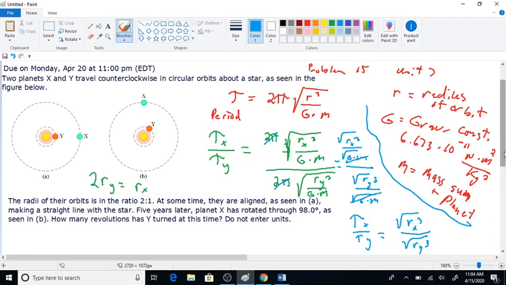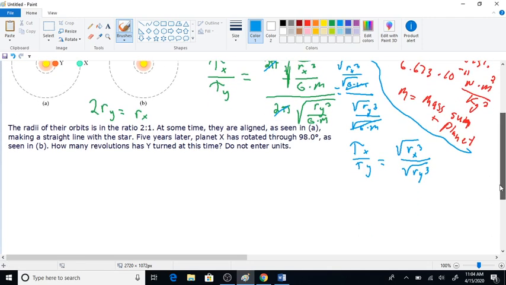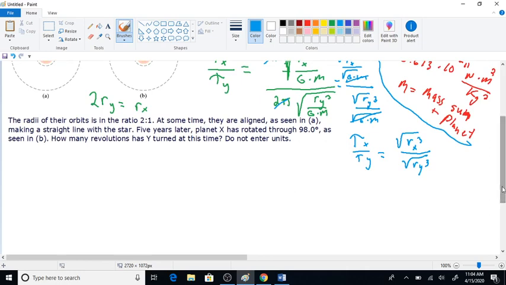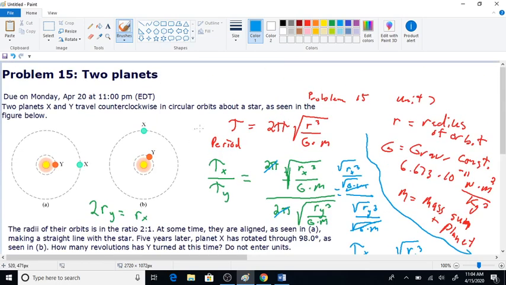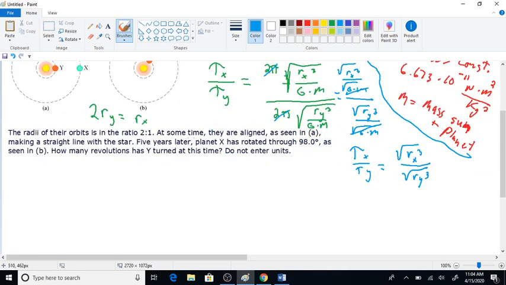All right, so where do we go from here? Well, this equation, I didn't tell you how I got it. It's 2 to 1, meaning the radius of x is 2 times that of y. As you can see up here, x's radius is 2 times that of y's. It tells you the ratio there is 2 to 1. So that's how that equation comes about.